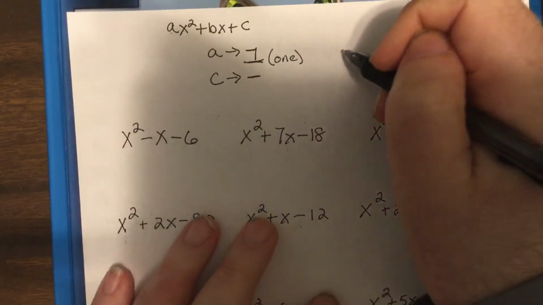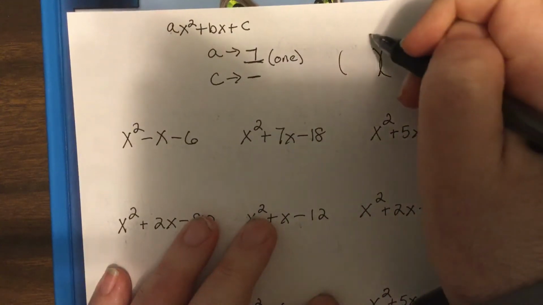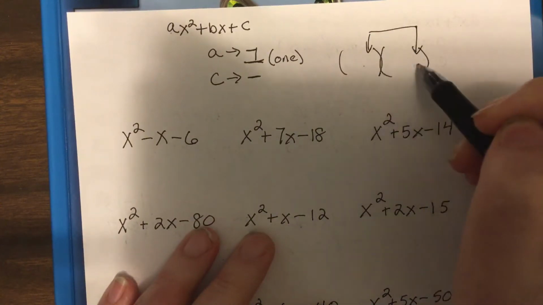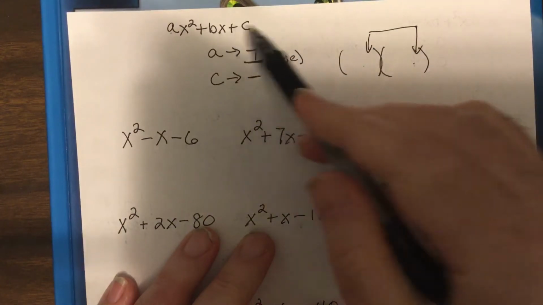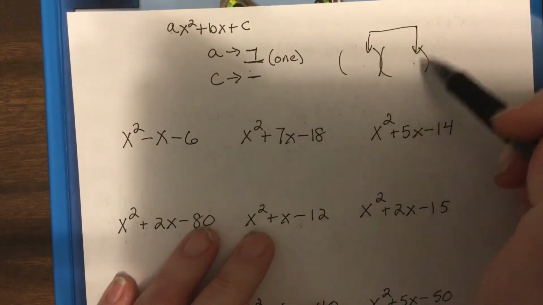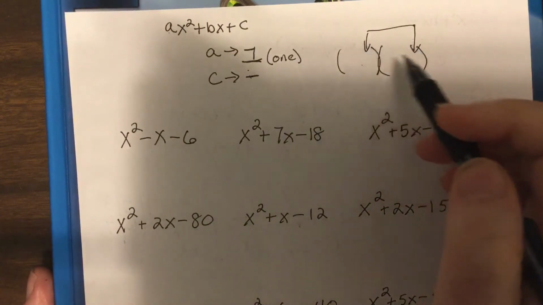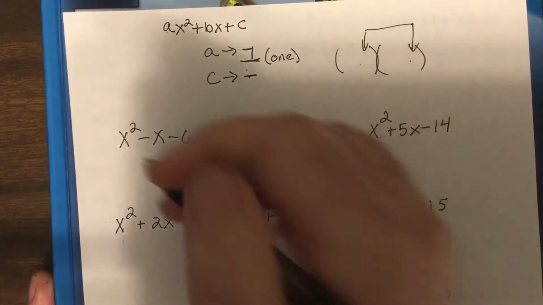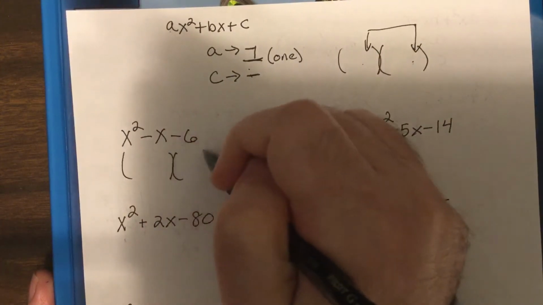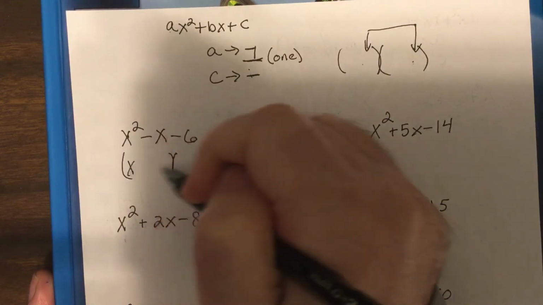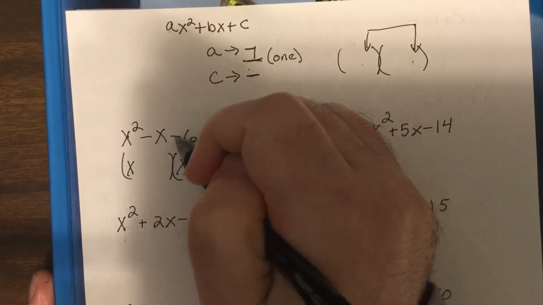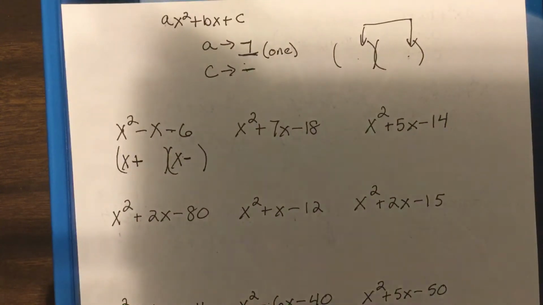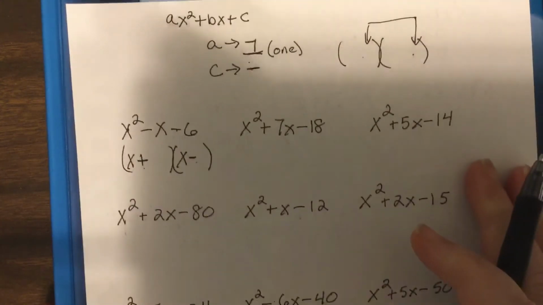Now remember, when you're FOILing, to get c, you multiply the last term here and the last term here. Well, the only way you can multiply two things together and get a negative is if one is positive and one is negative. So instead of adding to get the middle, we're now going to subtract to get the middle. But you start off the same way. x squared is x and x. Last term's minus, so one is plus, one is minus. Now you could put the minus here and the plus here, whatever makes you happy.